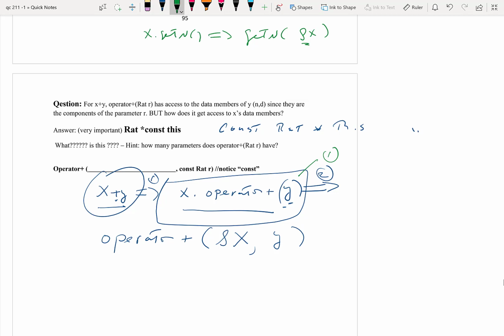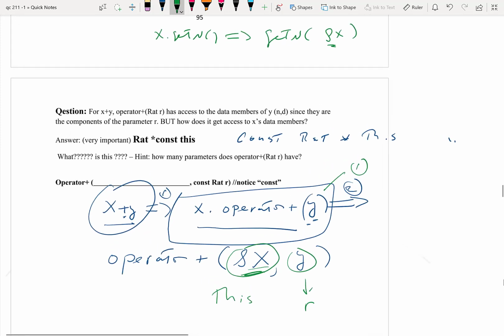One more step here. What is the name of the parameter here? This is the value that's going in, and y is the value that's going in. We saw that the value y is going in, it's the variable r. What about this guy here? It's called this. THIS. That's what it's called. So what is this?